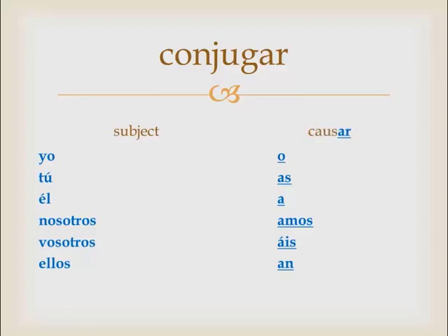Let's look at the verb to cause, causar. You're going to see that the ending changes and the stem stays the same. So it's going to be pretty simple once you know what the endings are in the present tense. I cause an accident, I cause something good to happen. Yo causo. If you're the one who's making this happen, it would be tú causas. You're going to have the subject correspond with the ending on the right.